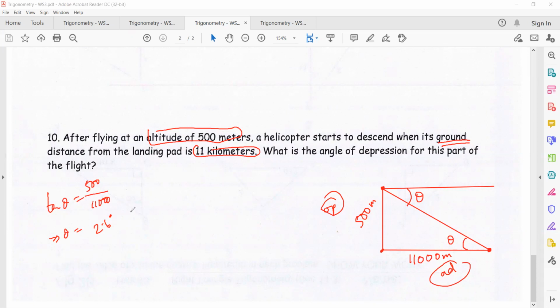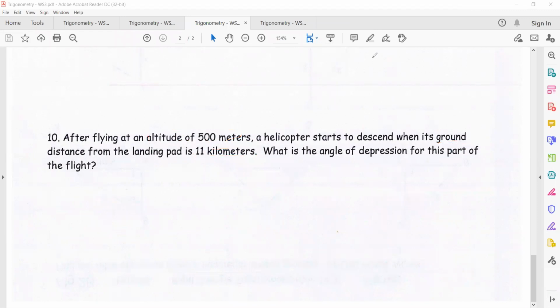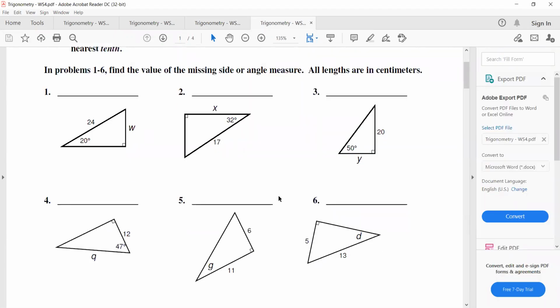That's it. Okay. Now you have another worksheet left, right? That is a big worksheet. Could you find this? These are easy, right?